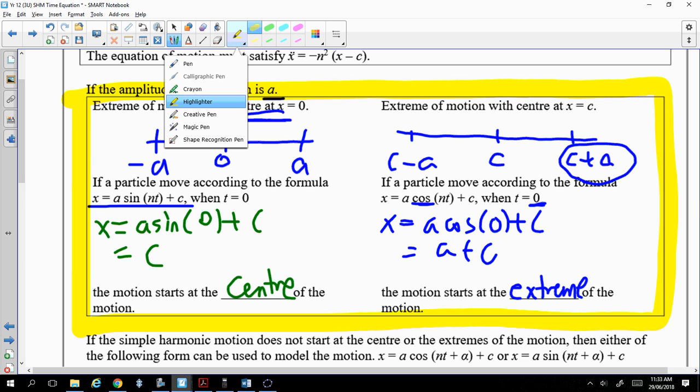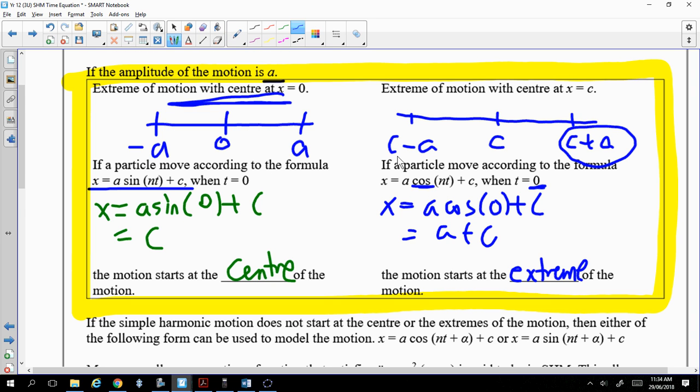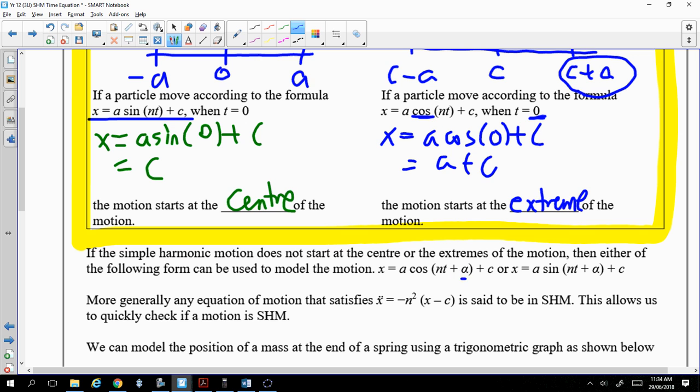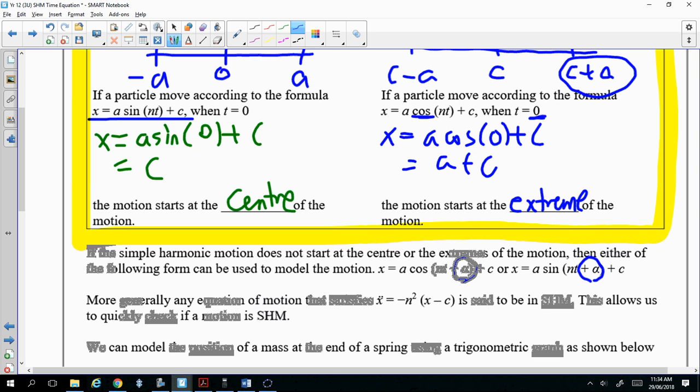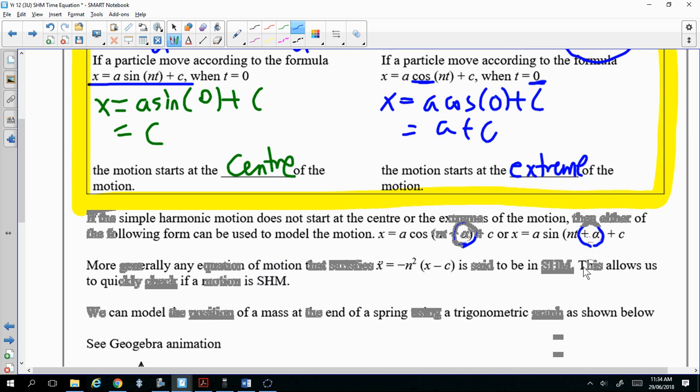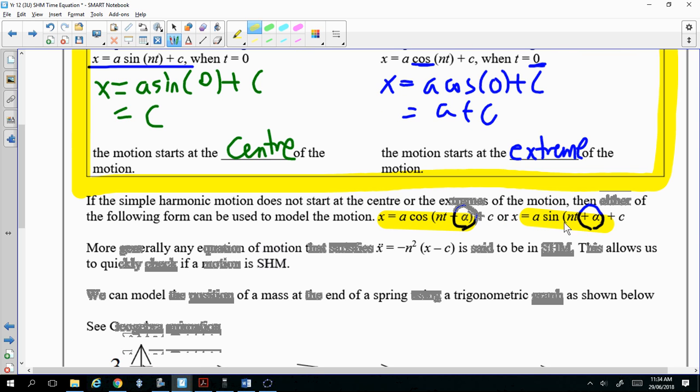All right, so what if the motion doesn't start from the center or the extremes? Then we have an extra plus alpha in there. So if it starts from neither the extreme nor the center, the equation is changed slightly with a plus alpha. Let's highlight this. This will also satisfy the differential equation: acceleration is negative n squared (x minus c). And this allows us to quickly check if a motion is simple harmonic.